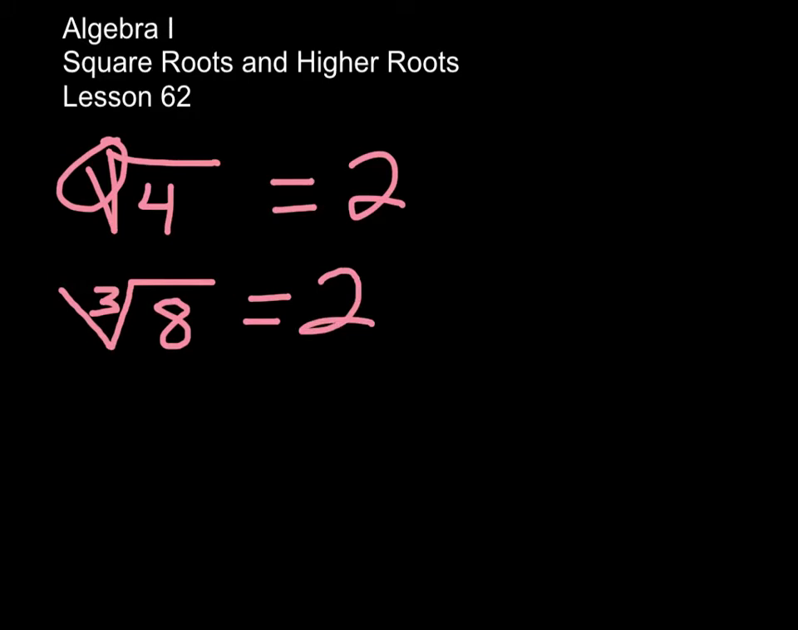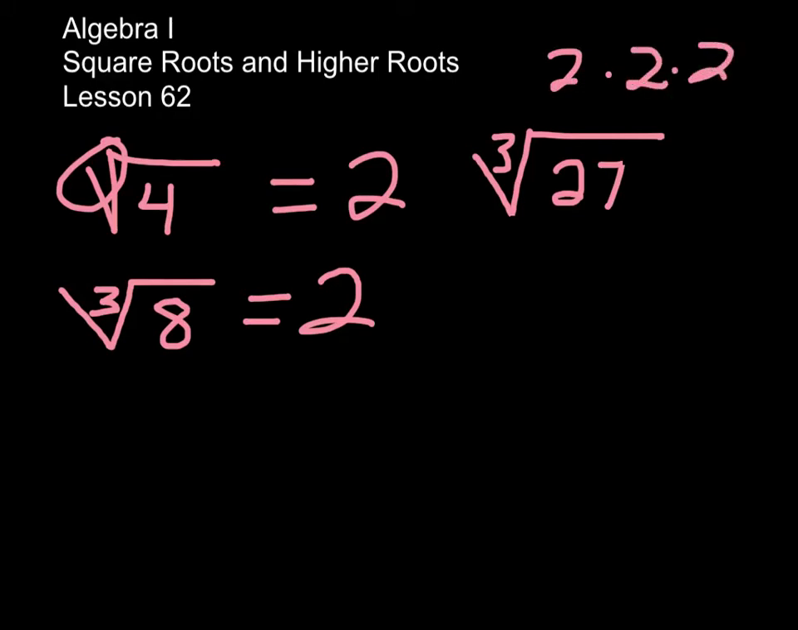Another example might be what would be the cubed root of 27? So what number could you take times itself 3 times and get 27? Well, let's see. How about 2? 2 times 2 times 2 is 8. That doesn't work. So let's go a little higher. Let's try 3 times 3 times 3, and that is 27. So the cubed root of 27 is 3.